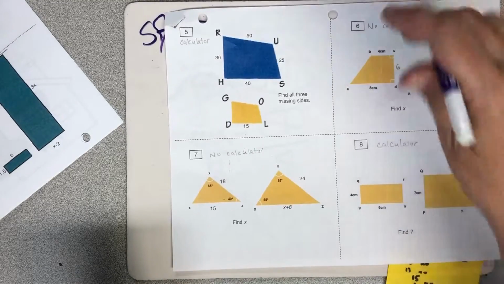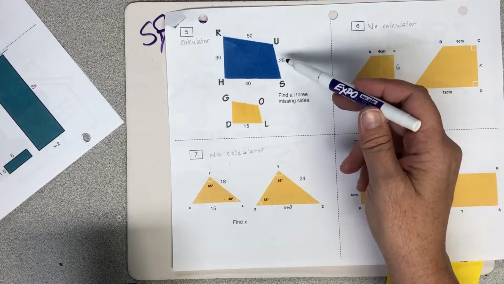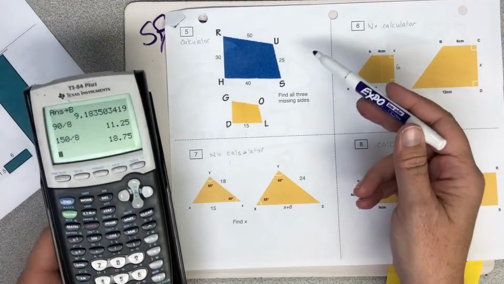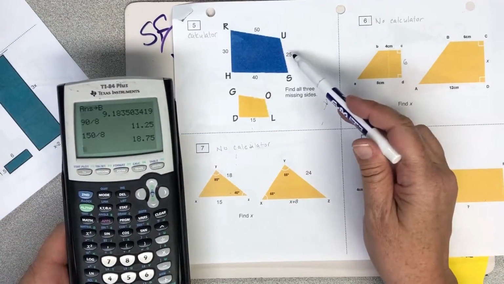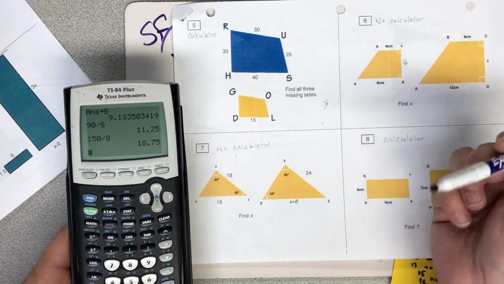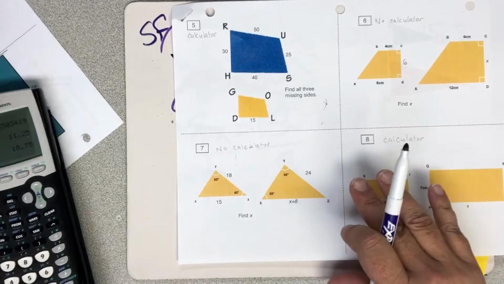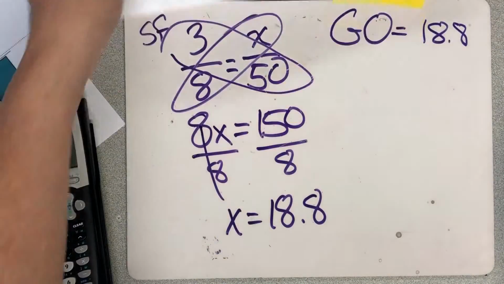So I still need to find OL. To find OL, I'll use the fact that I already know US. Since I know the scale factor is 3 over 8, I could multiply US, which is 25, by 3 over 8, and that would get me the answer. Or I could set it up as a proportion, like I've done on the other ones, and I think that's what I'll do again.